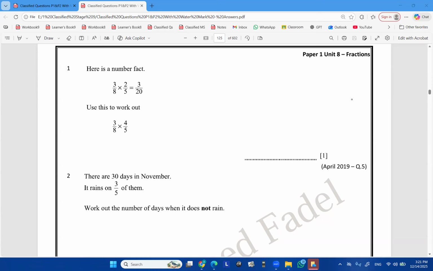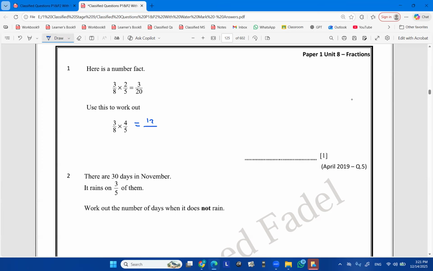Let me tell you something. If you just simply multiply the fractions by saying here that 3 times 4 is equal to 12 over 8 times 5, which is equal to 40, and then you get the simplest form, no, it's not going to be accepted. Why, mister? Isn't this how we learned it? Yes, this is how we learned it. But they want you to use this fact. How would we use the number fact?